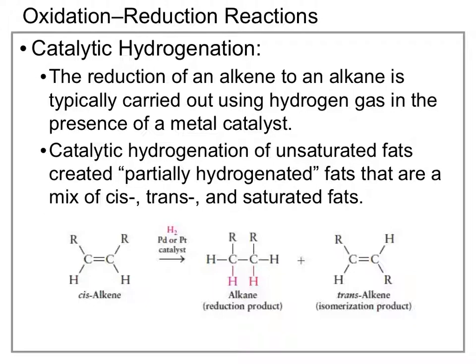Another type of reduction is known as catalytic hydrogenation. In catalytic hydrogenation, an alkene, a C double bond C, can be reduced to form an alkane and remove our double bond. We can see that in doing so, hydrogen is added to each of the carbon atoms.